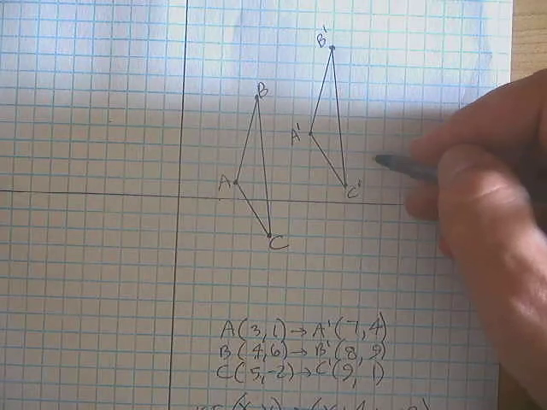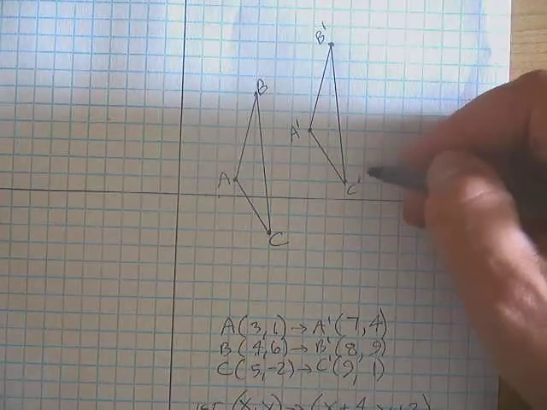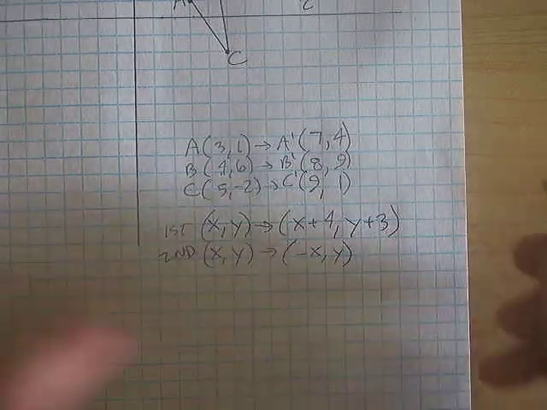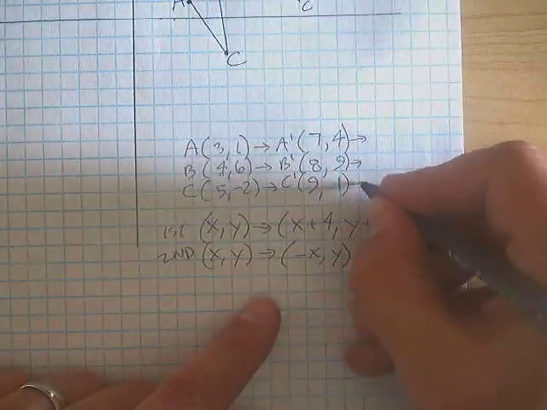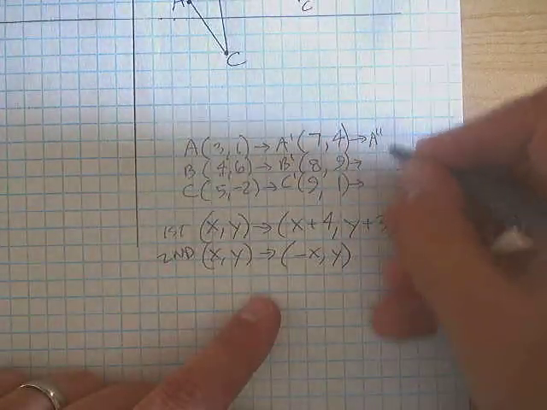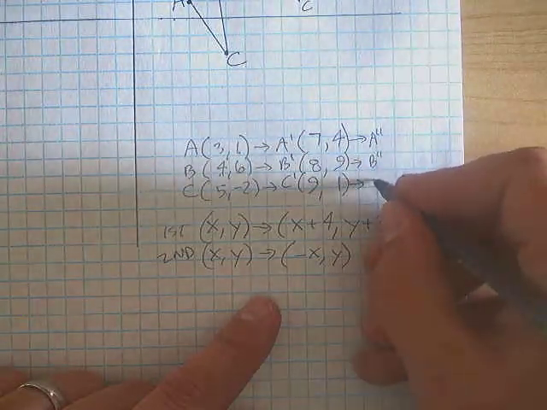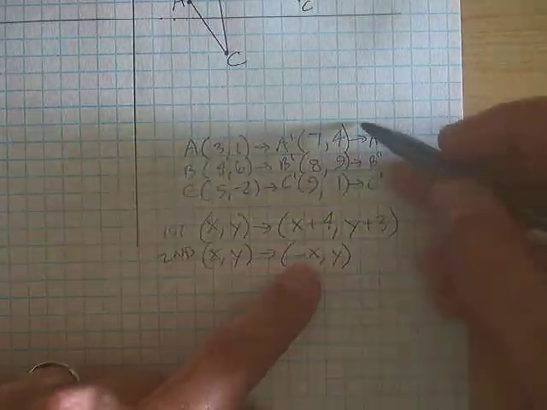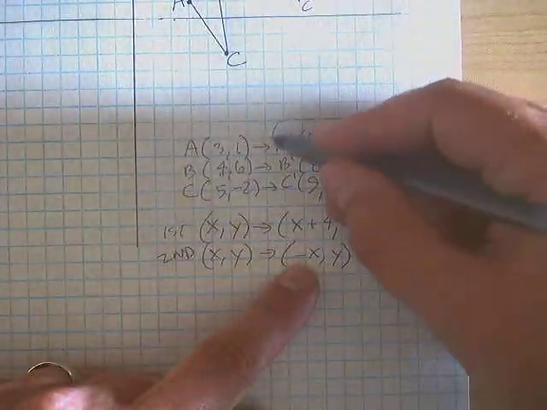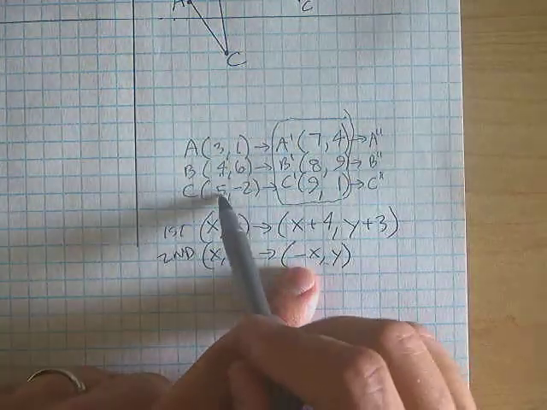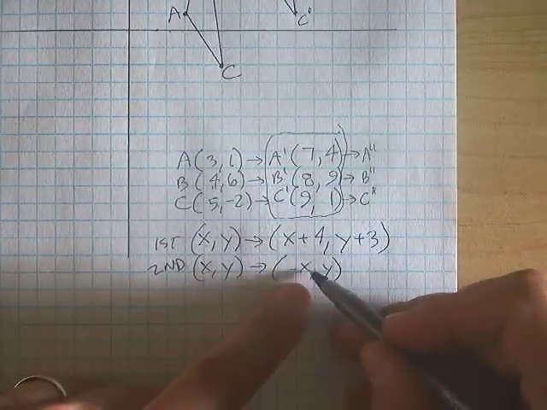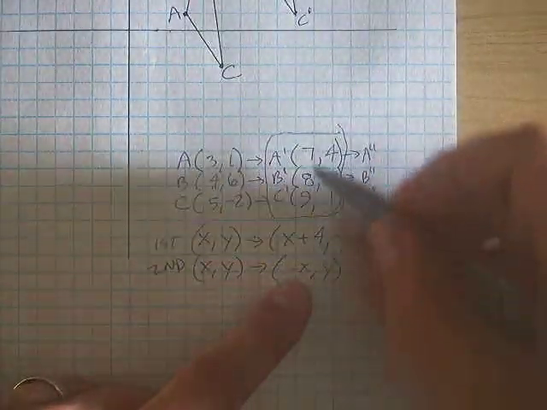Our second step was we're going to take these points, A prime, B prime, and C prime, and do another transformation with them, and they're going to turn into A double prime, B double prime, C double prime. Okay? So we're going to use the second rule now. And I put double prime because it's the second transformation here. So I'm going to use the second rule with all of these points right here. This is all I'm looking at. I'm not looking at the originals. I'm looking at these right here.